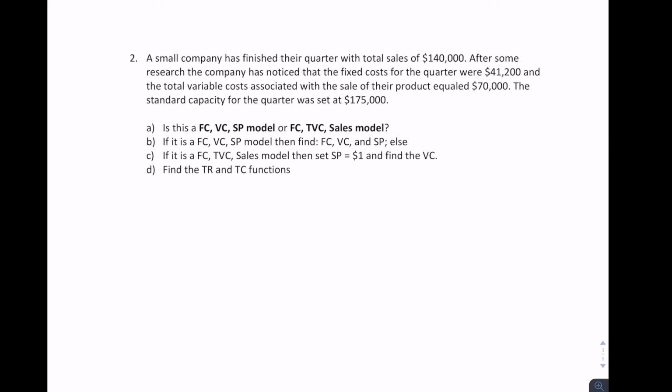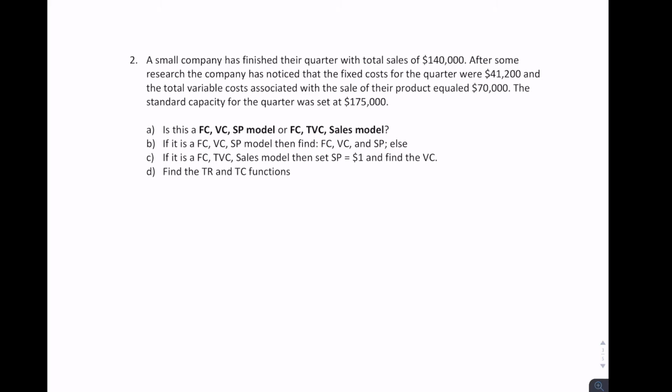A small company has finished their quarter with total sales of 140,000. Now, total sales. Notice, it doesn't say per one item or per one service, or per one product. It says total sales. That is important. Now, it also tells us for the quarter, so we actually know the total time.